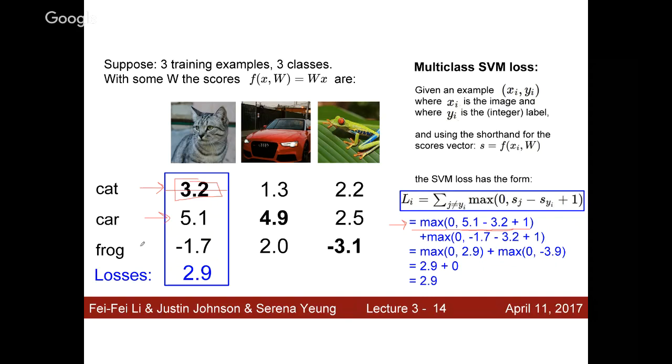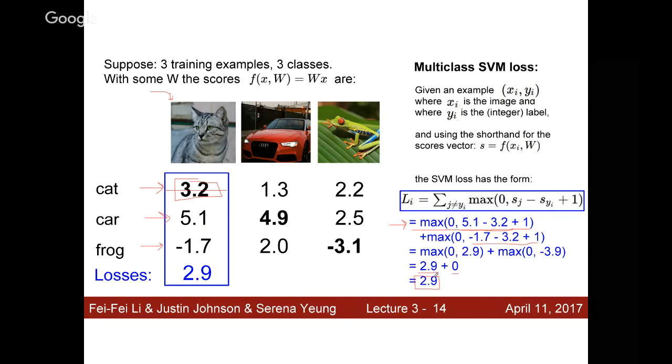And then for the second incorrect class, frog, I'm going to take the max of 0 and 1.7 minus 3.2 plus 1, which is a negative value, so there's no problem there. This will end up being a 0. The second term will be a 0, and the first term is obviously a positive value, 2.9. So for this particular image, our loss using the SVM multi-class loss is 2.9. That's some figure of the badness of how well this classifier is doing on this particular image.